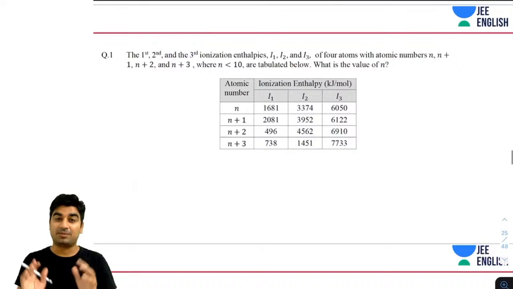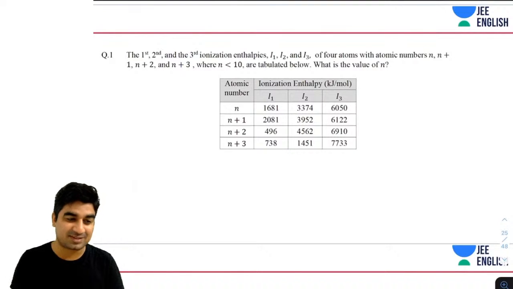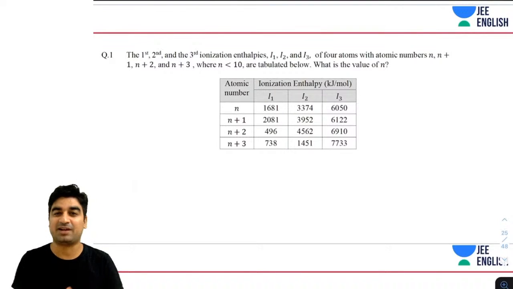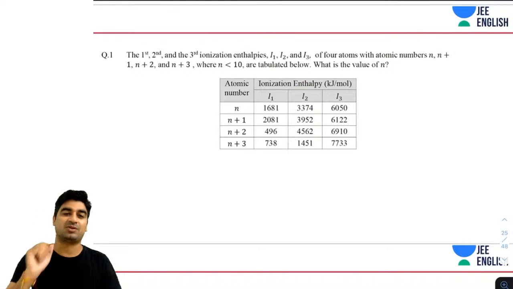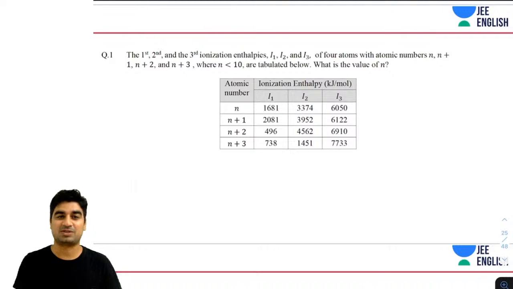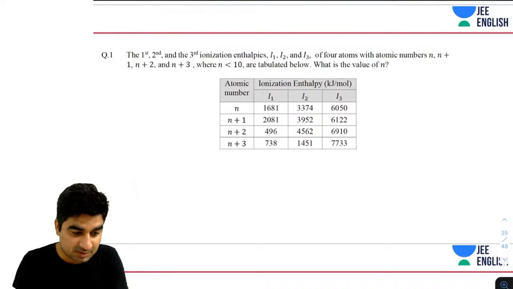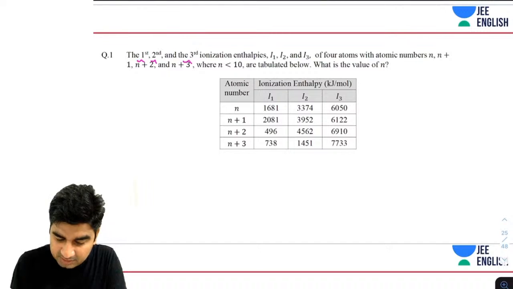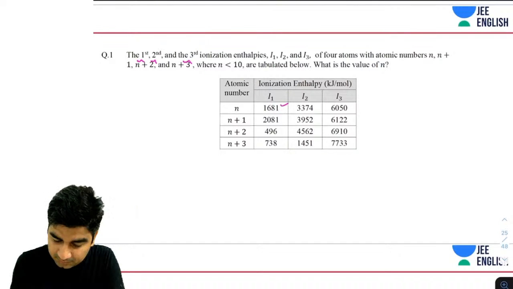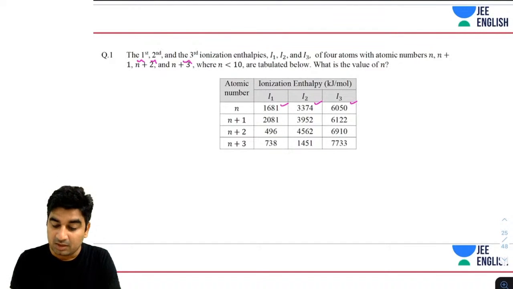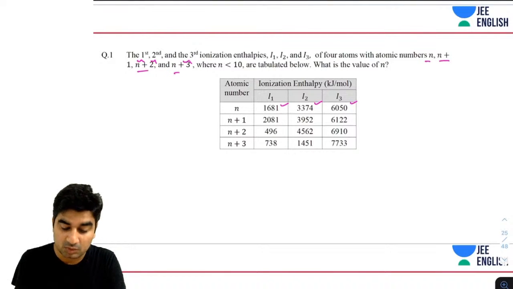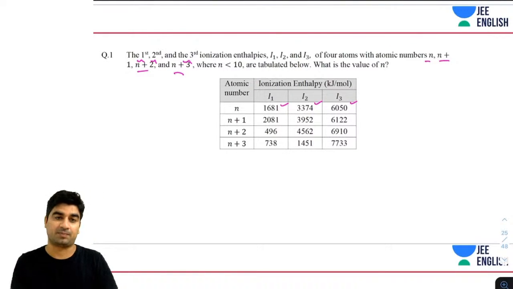Again, this problem involves periodic table concept, ionization energy concept, electron affinity concept, and I hope every one of you knows about this. But the problem is not direct. The first, second, and third ionization enthalpies are I1, I2, and I3, for four atoms with atomic numbers n, n plus 1, n plus 2, n plus 3. So guys, they are consecutive.